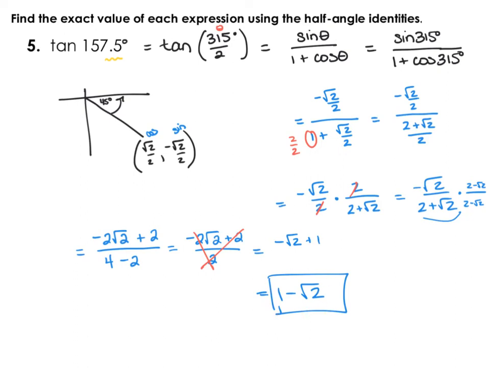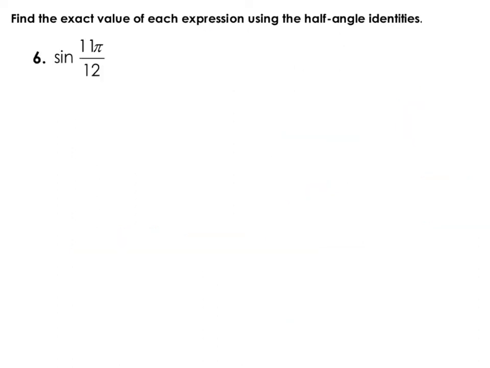We know that has to be right because if we go back to our original part of the question, we have the tangent of 157.5. That 157.5 is going to be in quadrant 2. And tangent is also negative in quadrant 2, the same way it is in quadrant 4. So it makes sense that our final answer is 1 minus the square root of 2.